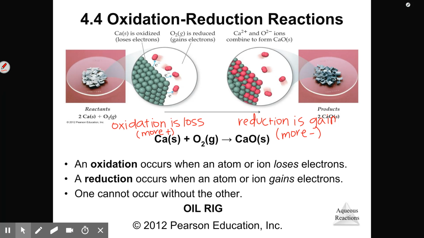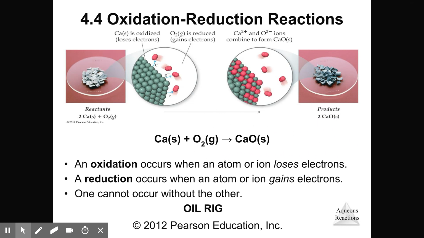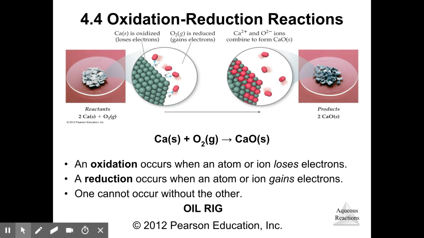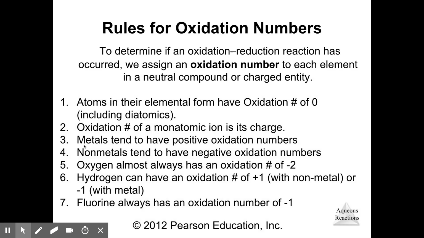So to decide if it's an oxidation reduction reaction and then what is being oxidized and what's being reduced, we need to analyze an equation and figure out what the charge of each part of it is. So we're going to go over some of the rules for assigning oxidation numbers. It's slightly different than our cation anion charges. So just keep in mind, we want to follow these rules. To determine if an oxidation reduction reaction has occurred, we're going to give it this oxidation number.